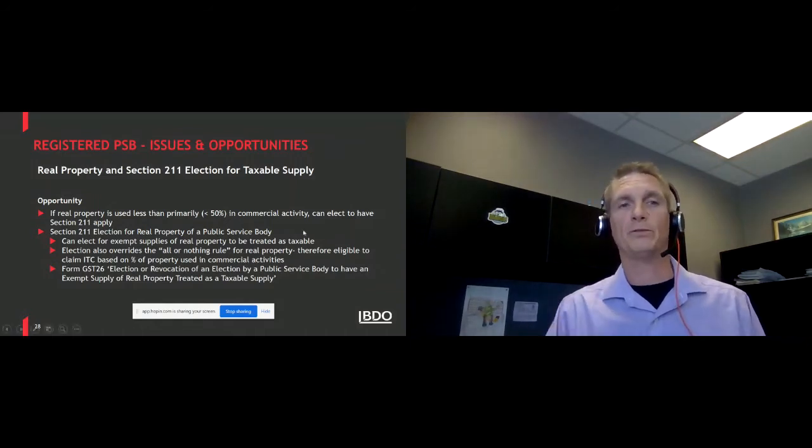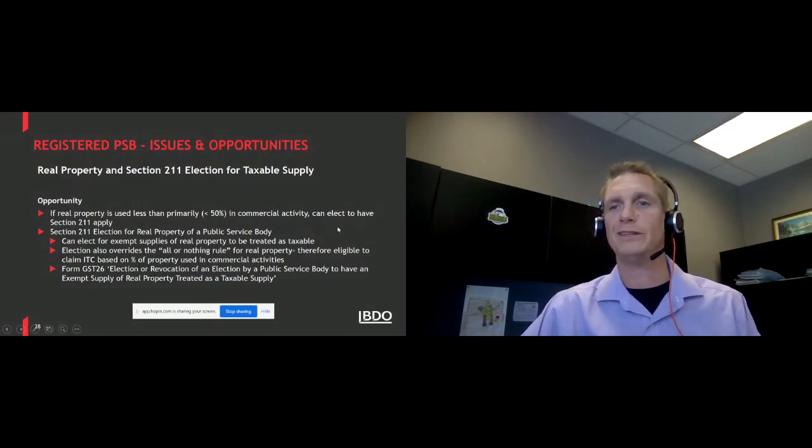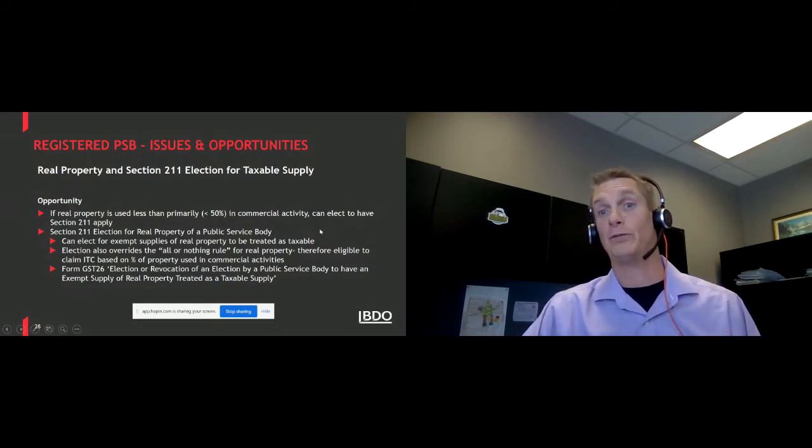Now, this one requires an election form to be actually filed with Canada Revenue Agency, a GST 26, and you have to file the form at the time you're making the election.